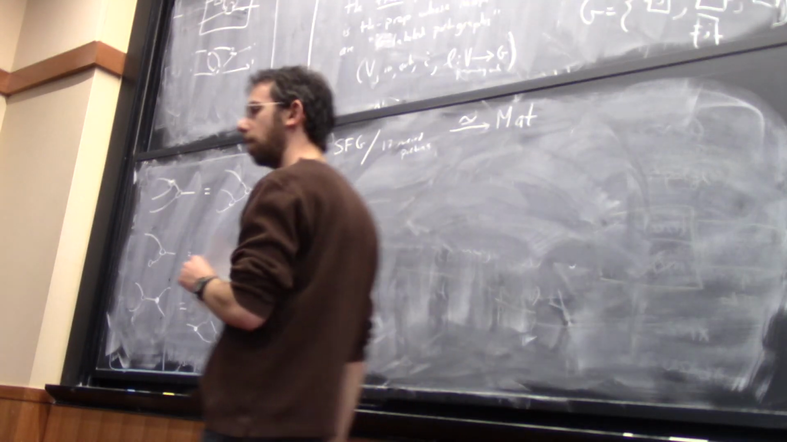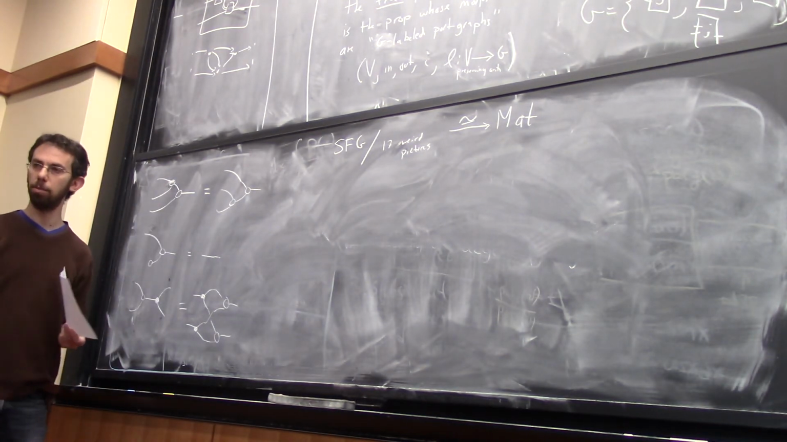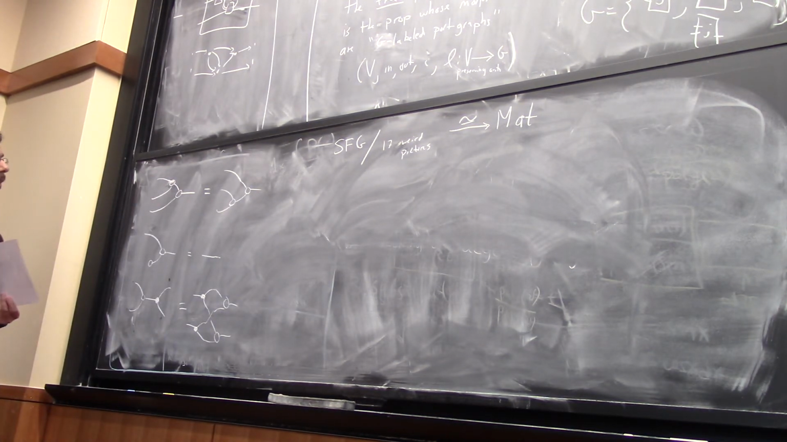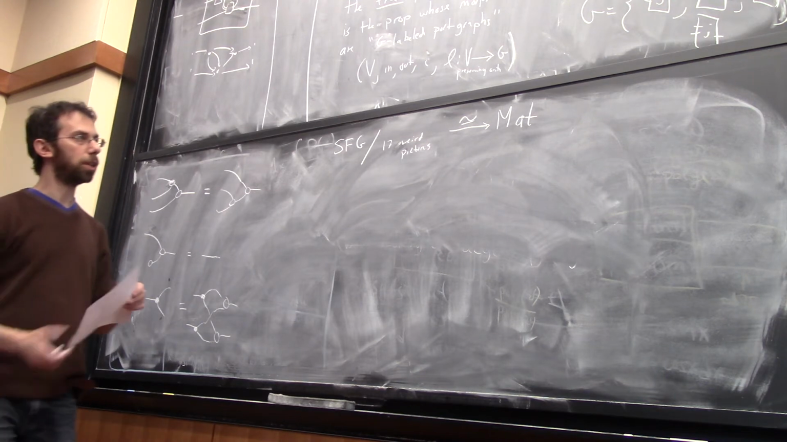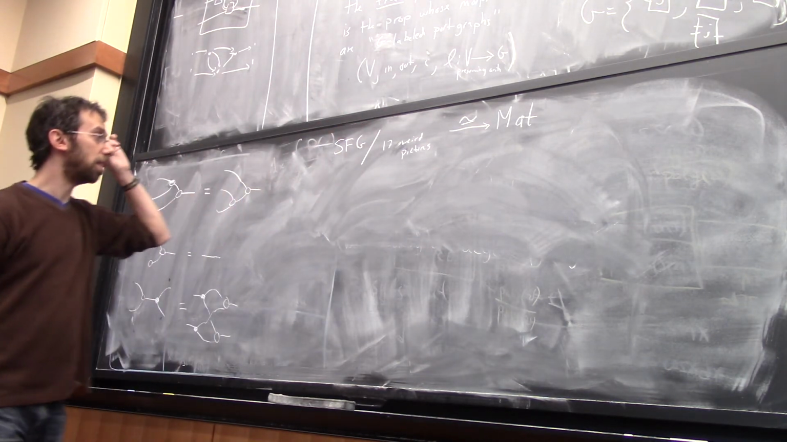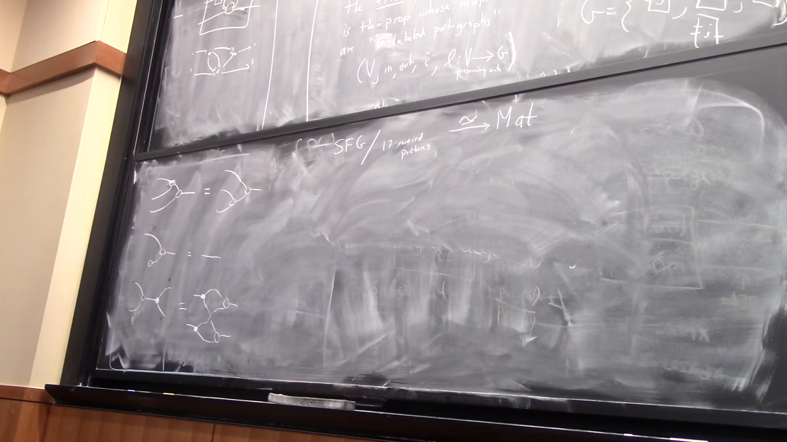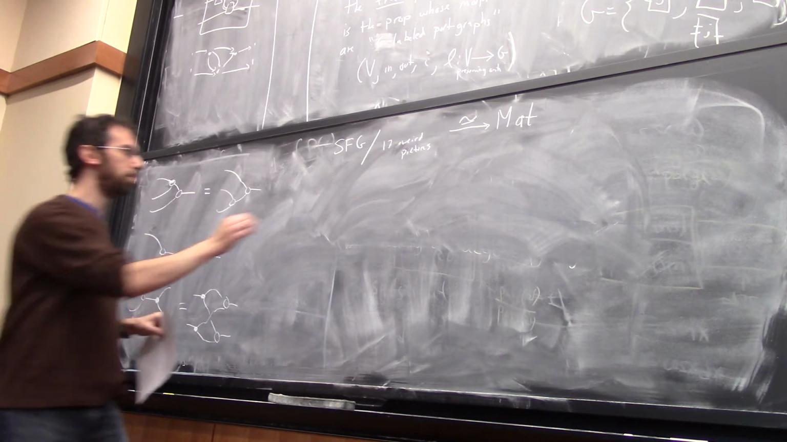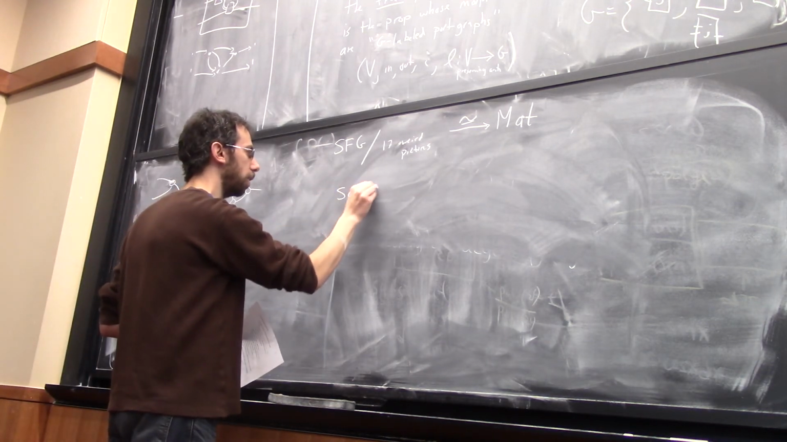And so does that mean that the functor is reversible? The functor is reversible. Invertible. Yeah, that's right. The functor is invertible. You can go from a matrix and get a weird picture, or a signal flow graph. And what this tells you is that this is called sound and complete.